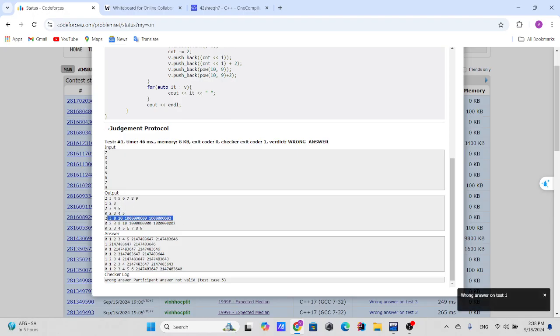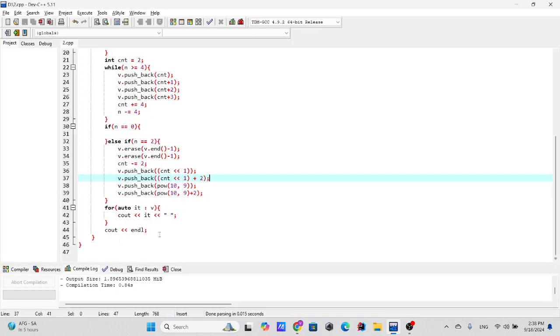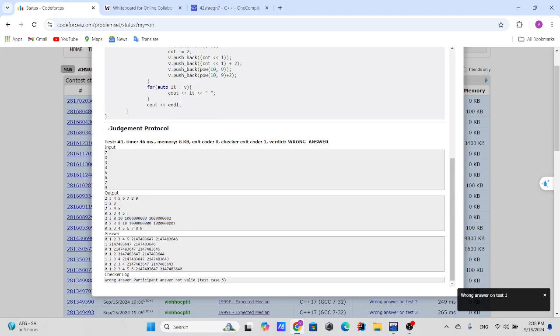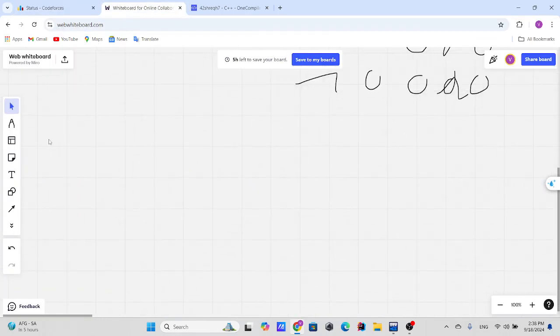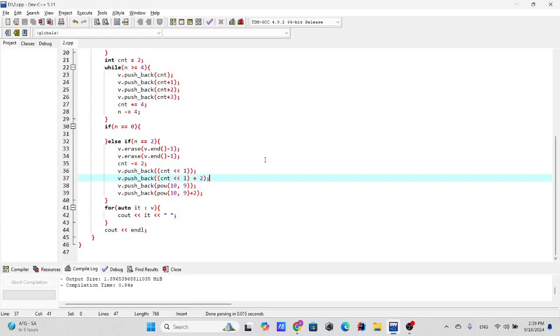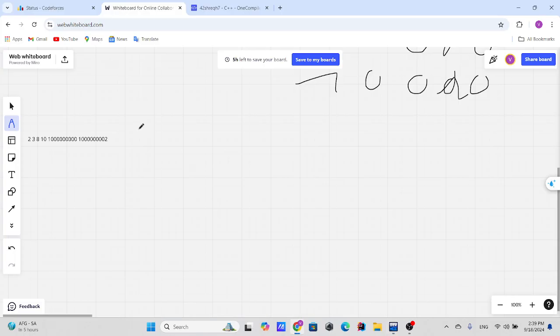Okay. How is this not valid? Is it too big or something? Not valid. Let me check this one. How is this not valid? 2 and 3, okay? Oh, all right. Okay, now I understand it.